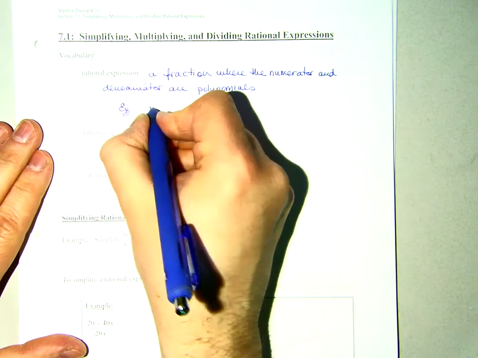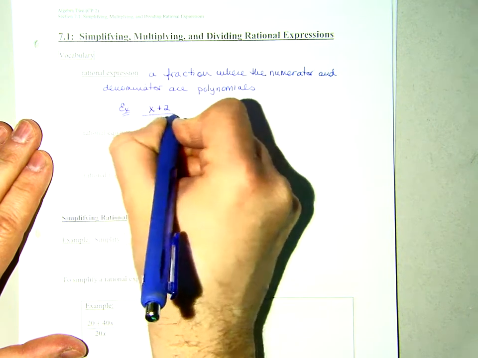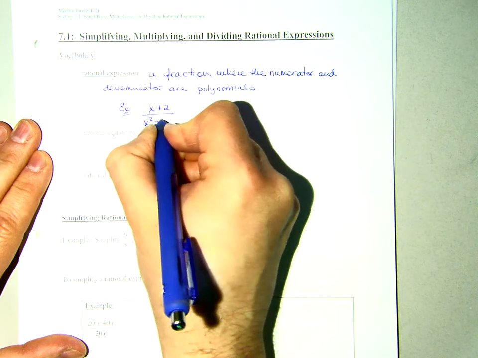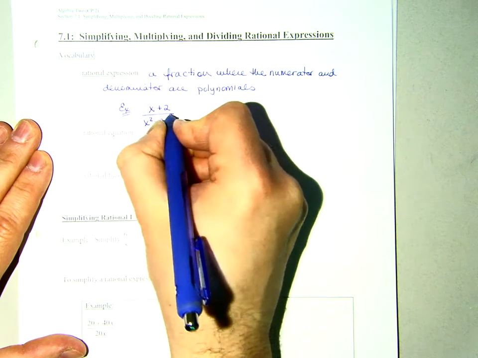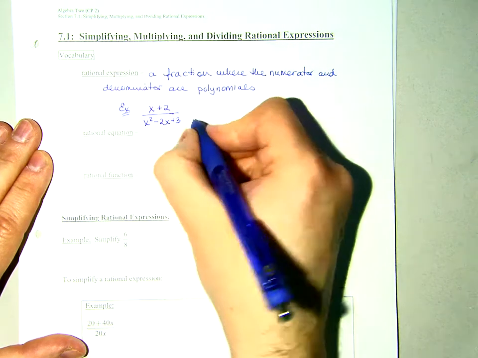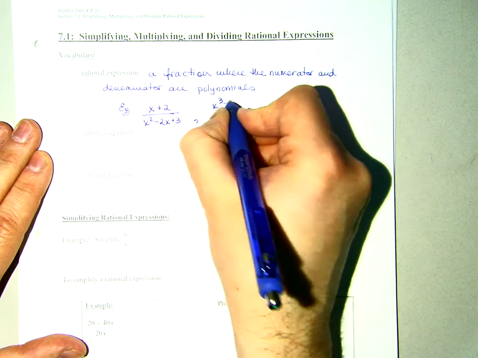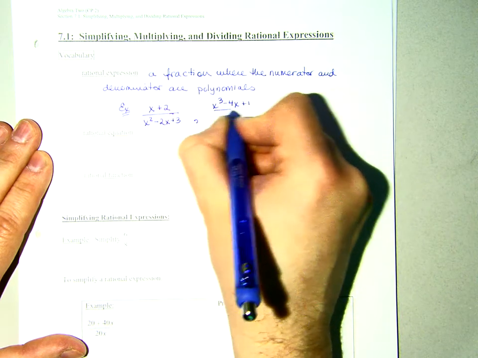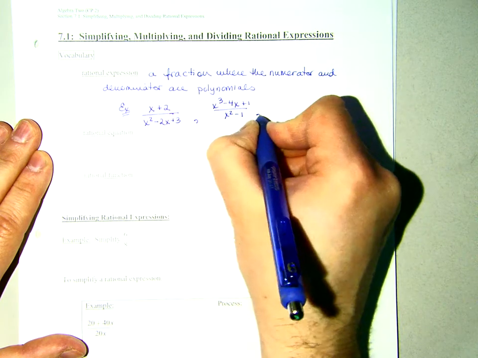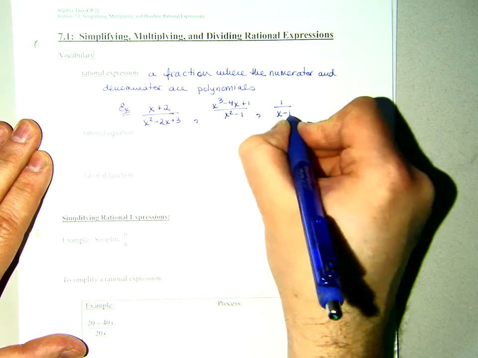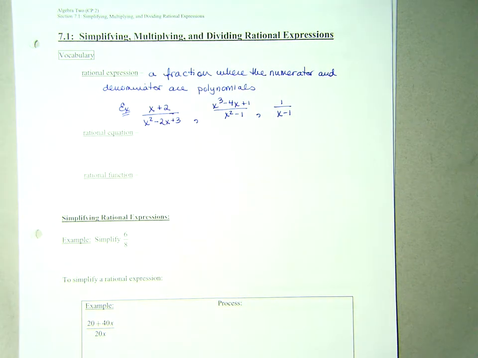For example, maybe something like x plus 2 over x squared minus 2x plus 3. Or to give you a couple more, maybe x cubed minus 4x plus 1 over x squared minus 1. Or, this one has a really simple constant polynomial for its numerator, just 1 over x minus 1. These are all examples of what we call rational expressions. And these are really what we're going to spend this entire week looking at: how to simplify these things, then how to multiply, divide, add, subtract.